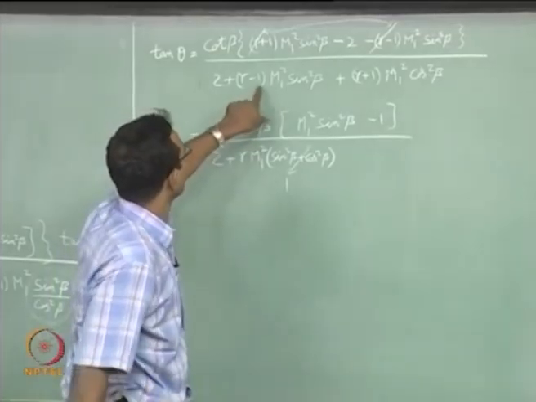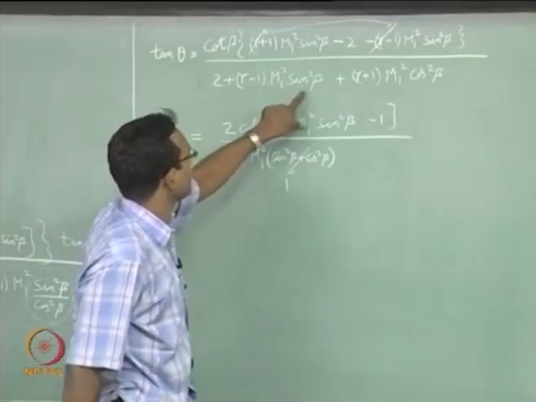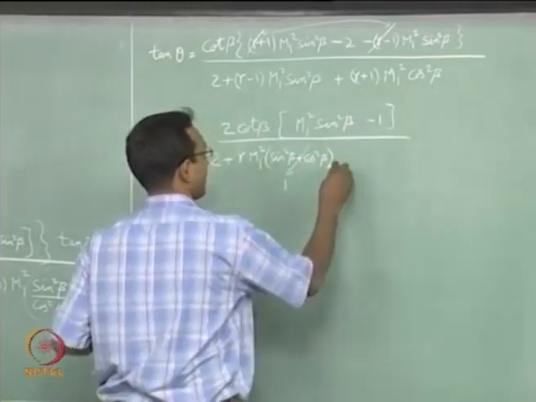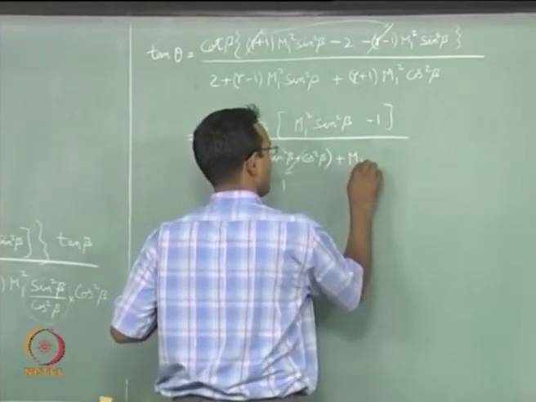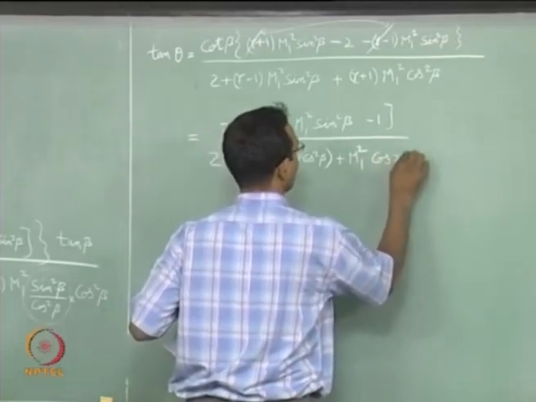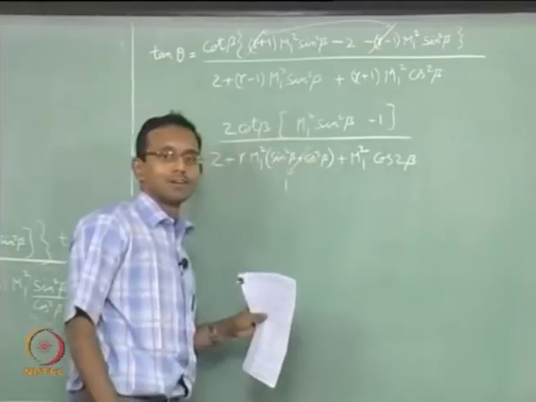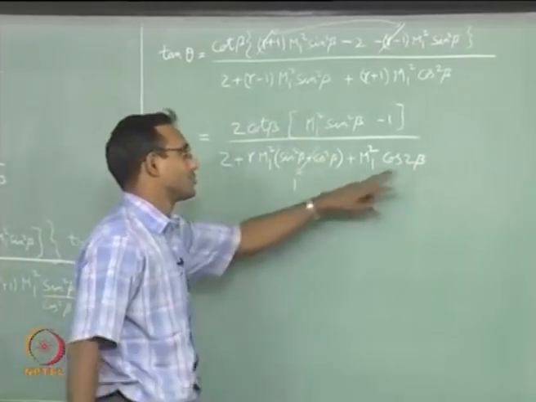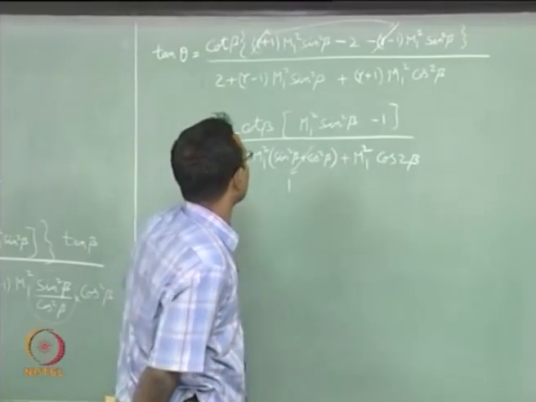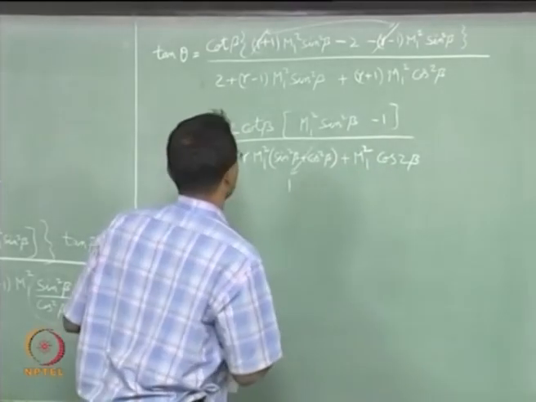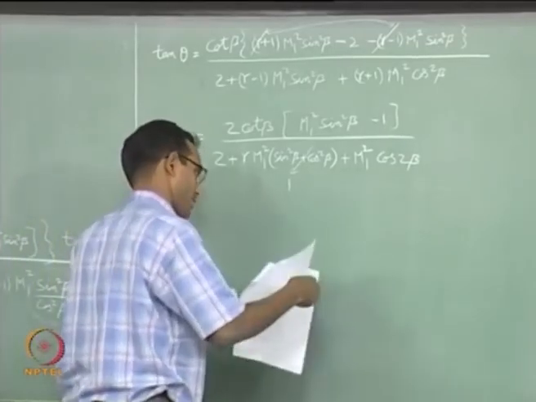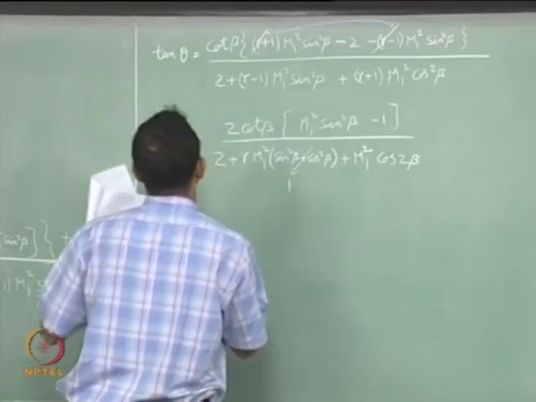Remaining terms are minus m1 square sin square beta plus m1 square cos square beta. I will write it as plus m1 square cos 2 beta. Hopefully, you remember this formula from trigonometry. It will become cos 2 beta. Cos 2 beta is equal to cos square beta minus sin square beta. So, I will get to that form from here. So, I have my final expression. This is the final form, cannot simplify it any further.